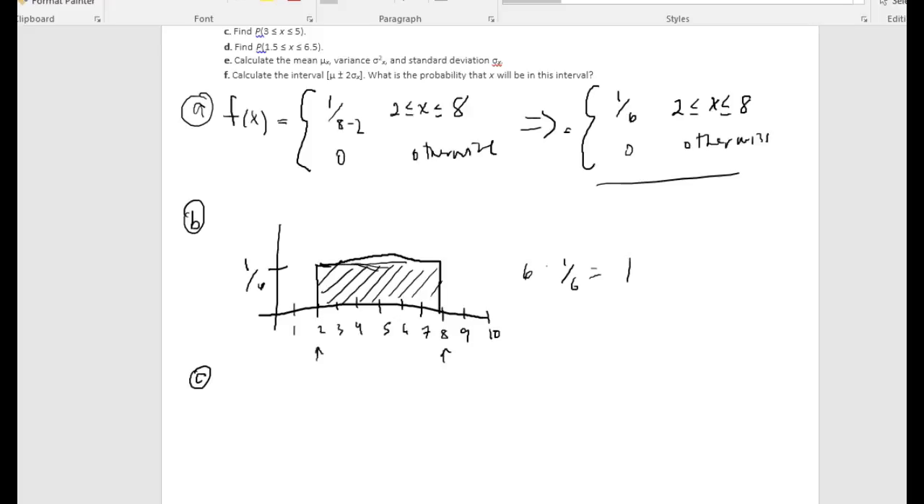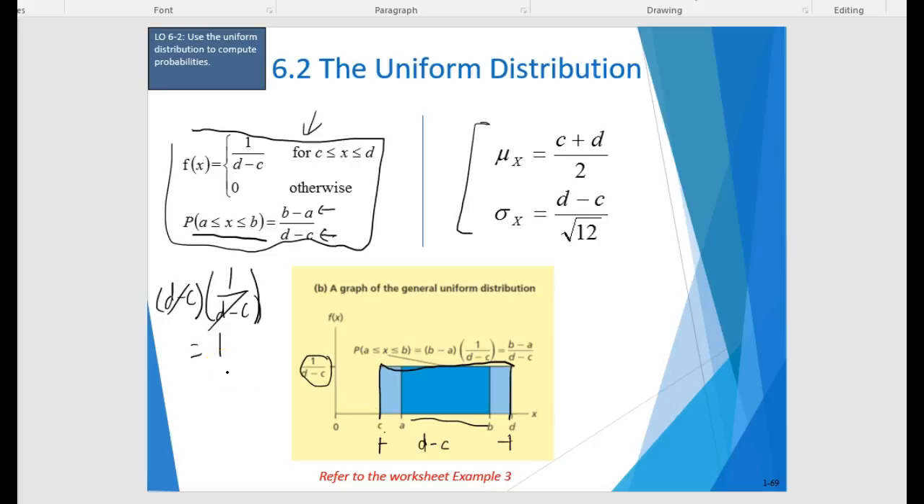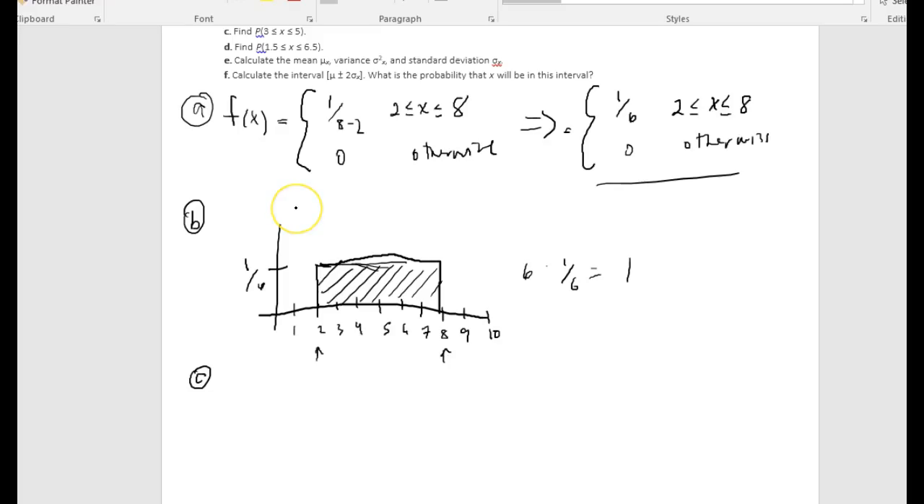So the probability that x is between 3 and 5, we go back and look at what our formula for that is. The probability of A is less than x is less than B is equal to B minus A over D minus C. So the length from A to B divided by the length from C to D.